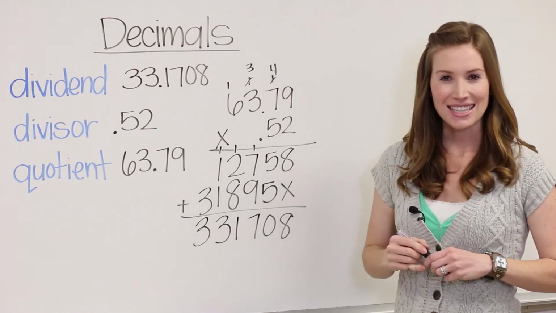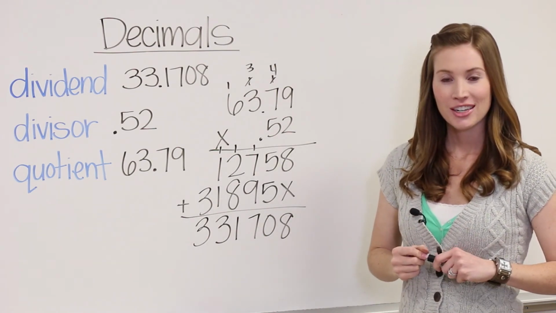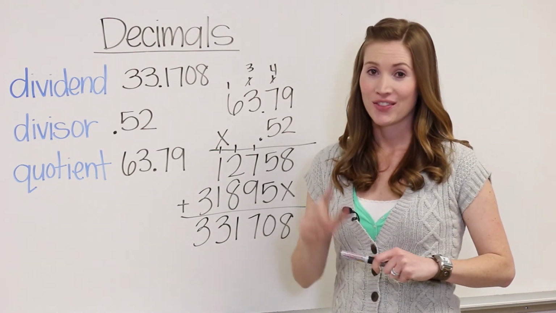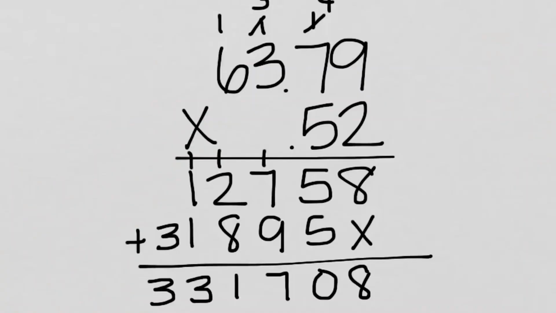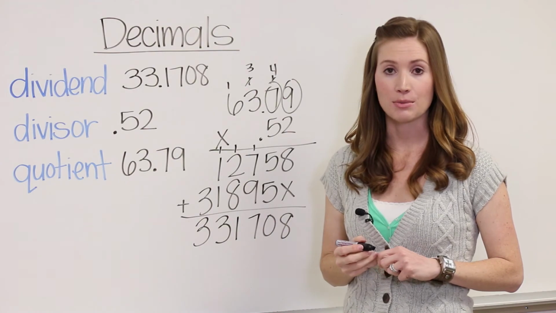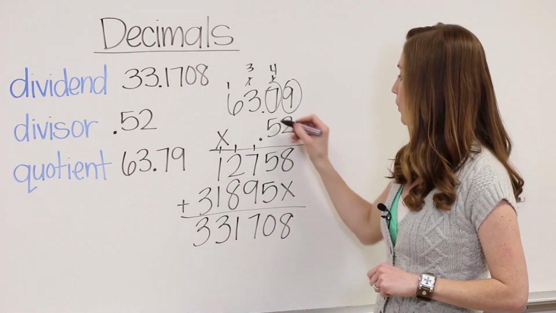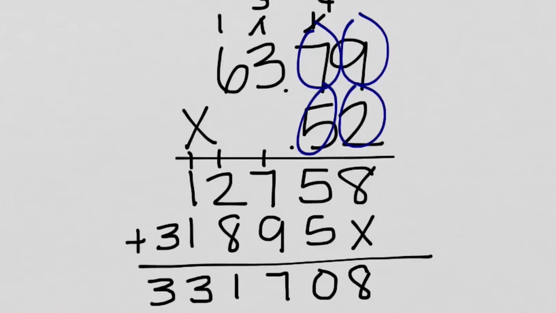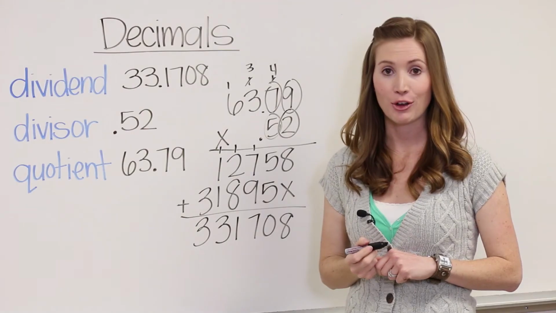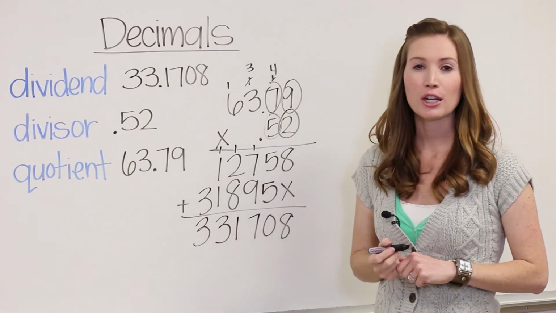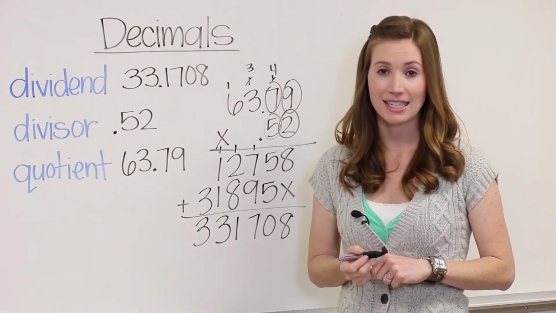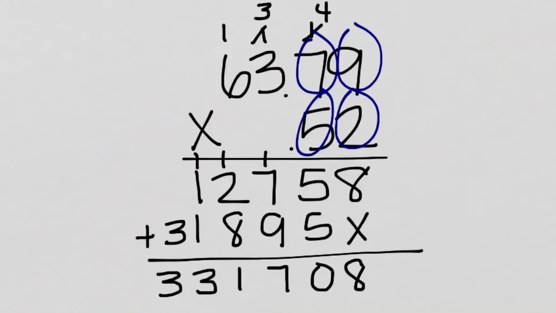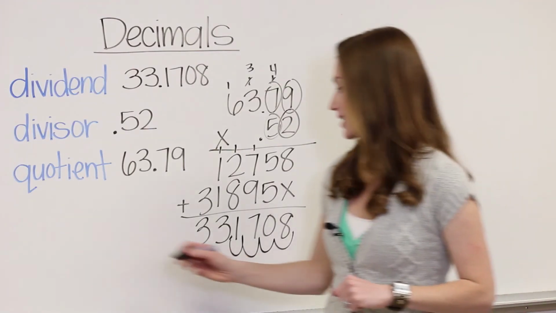Now what's the last thing we need to do? If you said account for our decimal, that's correct. We have 2 digits to the right of our decimal in the first number. We have 2 digits to the right of our decimal in our second number. So we're going to move our decimal point 4 places to the left. 1, 2, 3, 4. Let's rewrite our final product.